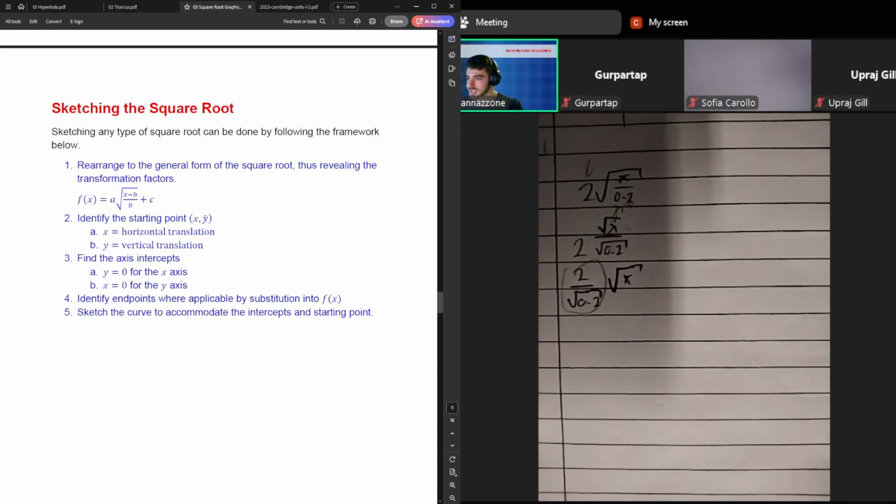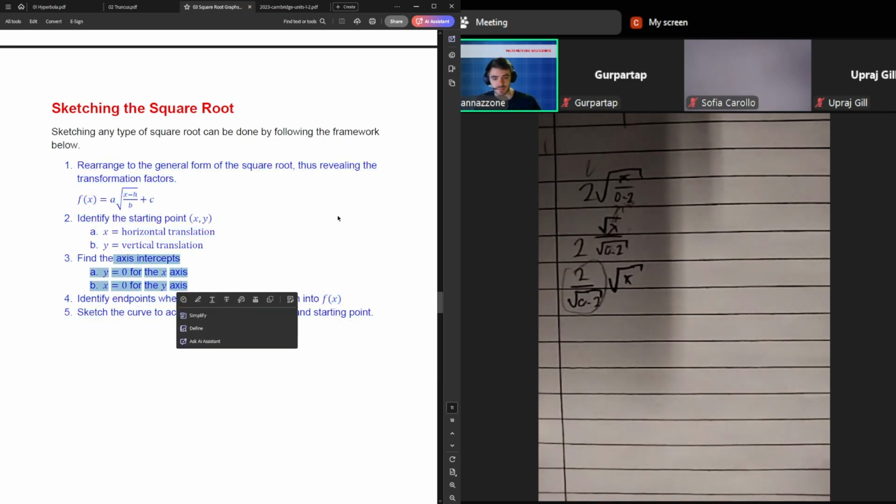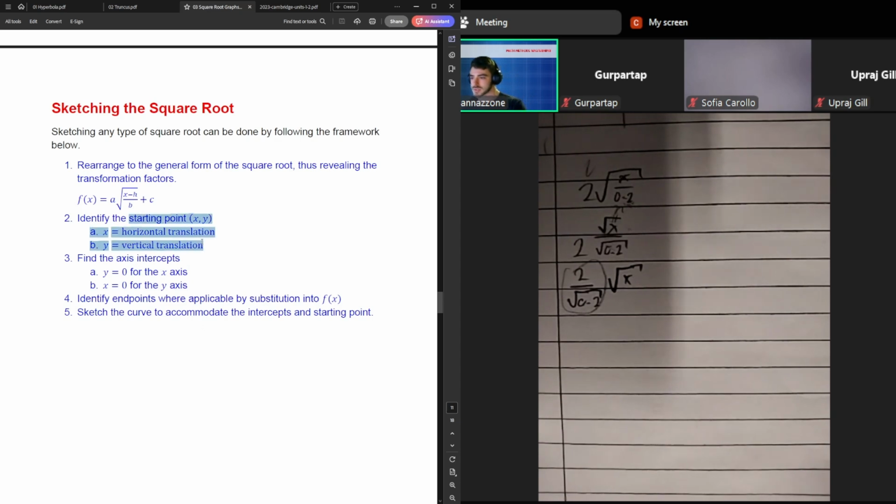So, sketching the square root, you're hitting many of the key features from before. So every graph is going to have axes intercepts. In this case, your starting point from the horizontal and vertical is going to give you your vertex, the x and y coordinate of your vertex, rather than asymptotes like I've erroneously typed.